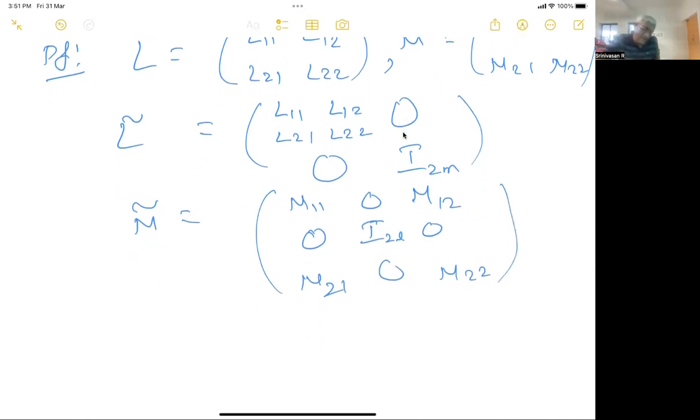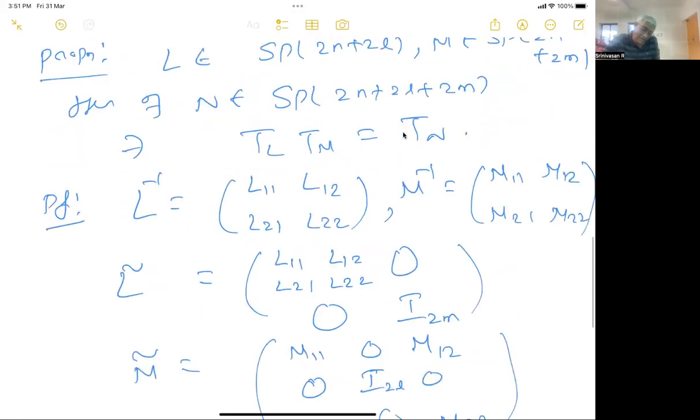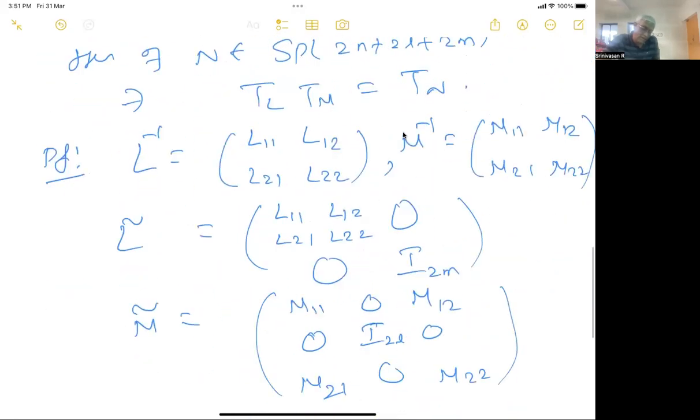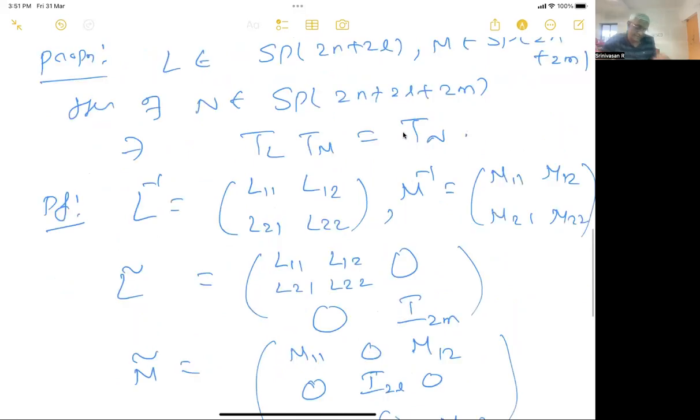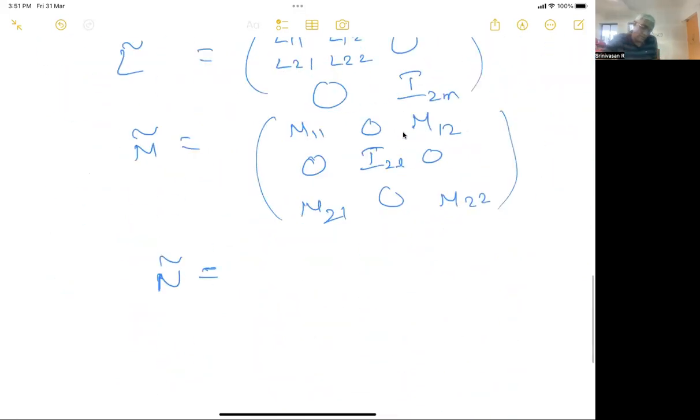Now you multiply. So first I want to apply M and then L. So here the inverse should be multiplied M and L. Okay. So N tilde equal to M tilde L tilde. And the N is N tilde inverse. Okay. The N is N tilde inverse. Right.